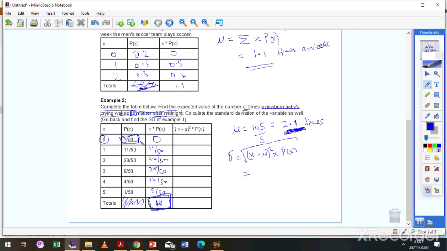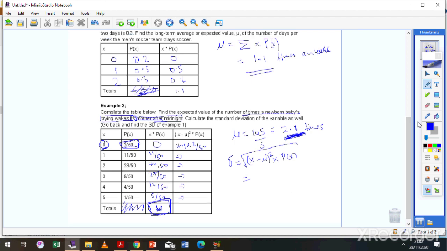Get this value 0, subtract the mean, which is 0 minus 2.1, is negative 2.1. Square that, 2.1 squared is 4.41, and then multiply 4.41 by 2 out of 50. Do the same thing for each of the other values. Then at the end of the day, add all of them up. When you add all of them up, take the square root to find your answer.